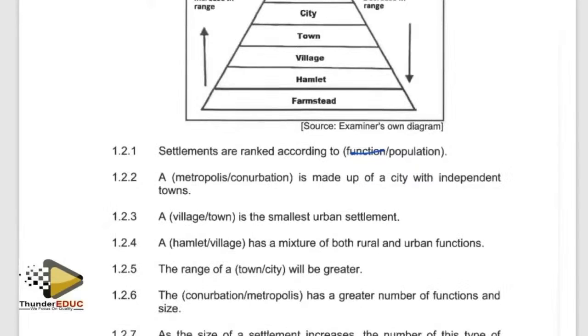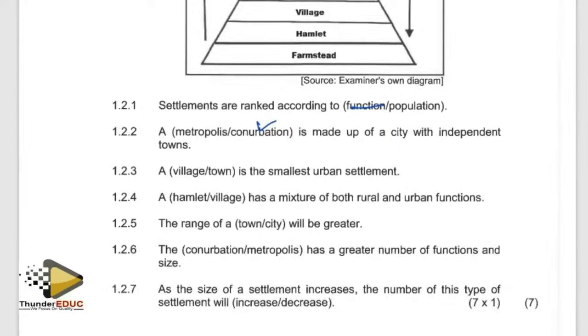A metropolis or a conurbation is made up of the city with independent town. A city with independent town. Obviously, it becomes a conurbation. A village or a town is the smallest urban settlement. Urban. So, smallest of the urban can't be a village. Obviously, it becomes a town.